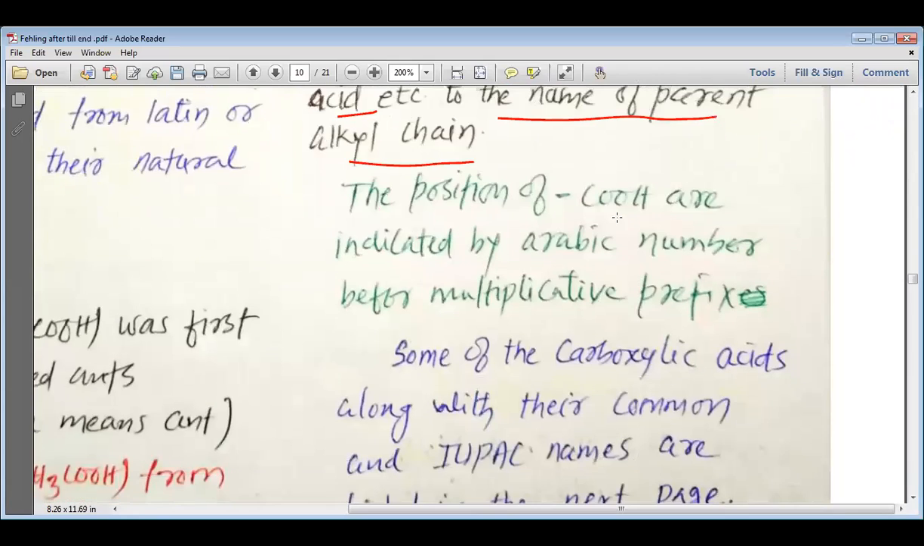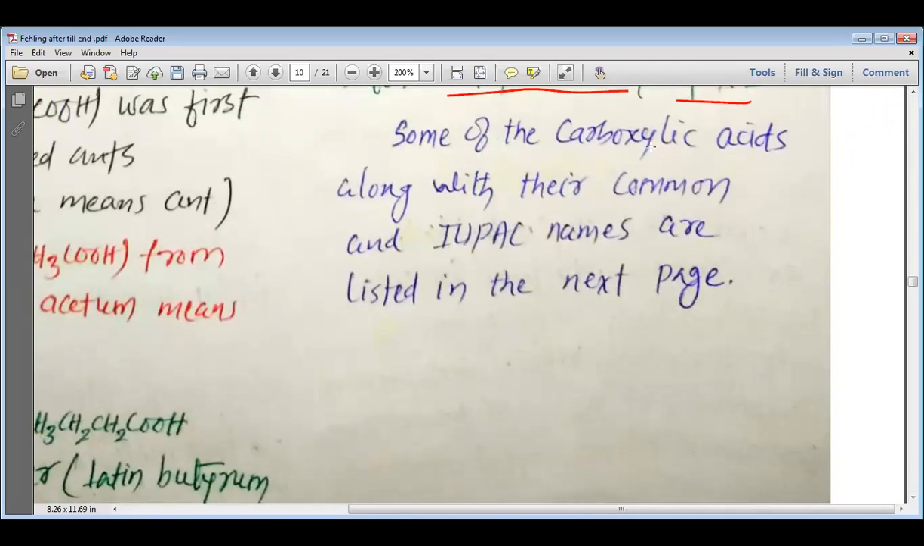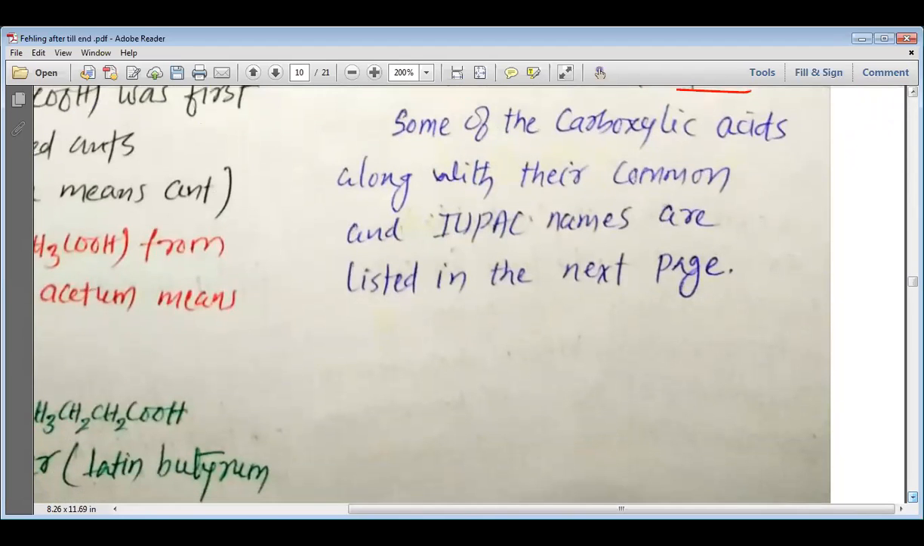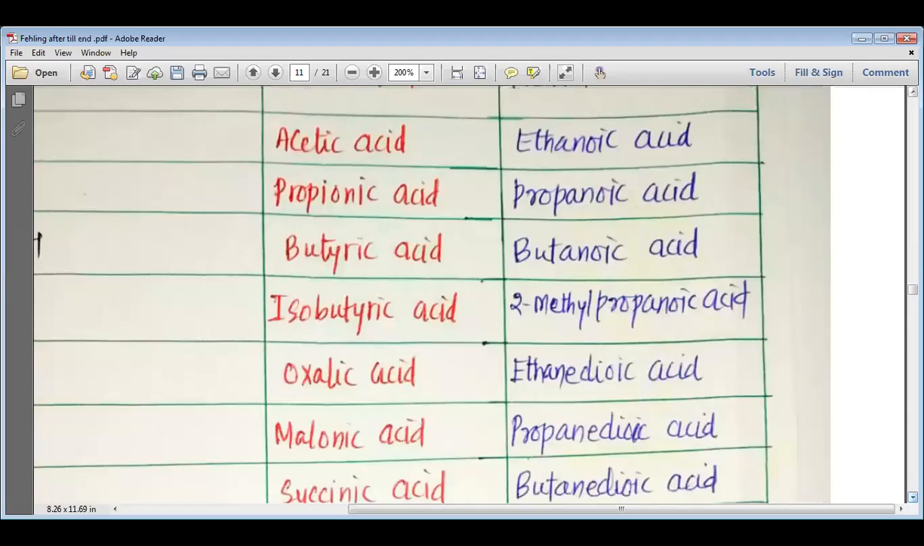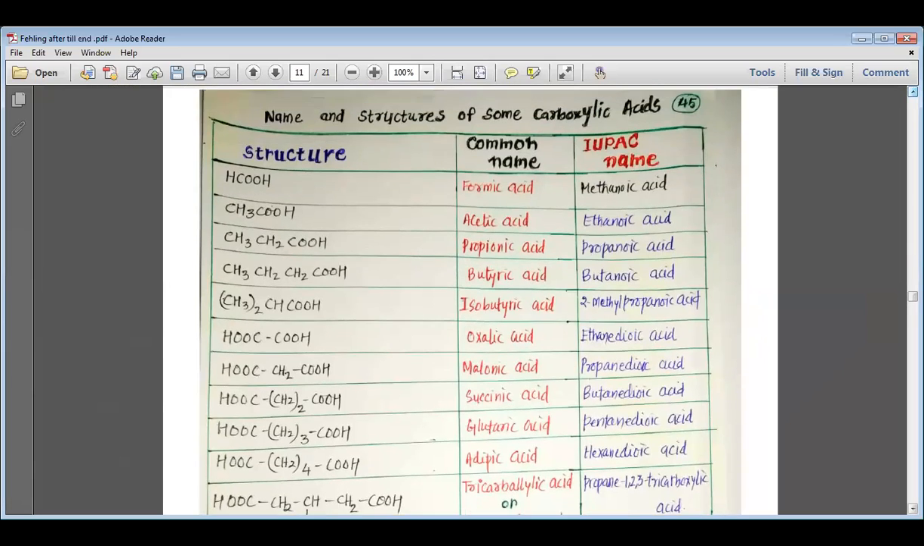The positions of COOH are indicated by Arabic numbers before the multiplicative prefixes. Arabic numbers mean 1, 2, 3, 4. Some of the carboxylic acids, along with their common names and IUPAC names, are listed on the next page. So let us study the various names of the carboxylic acids in a nice manner, my dear students. I hope you will enjoy the nomenclature of the carboxylic acids.